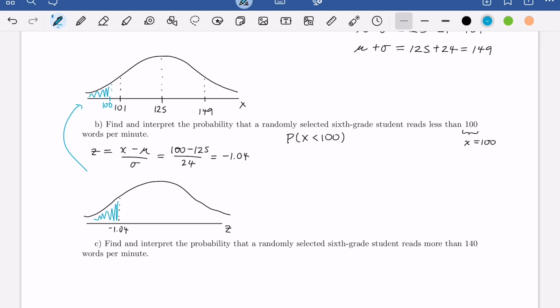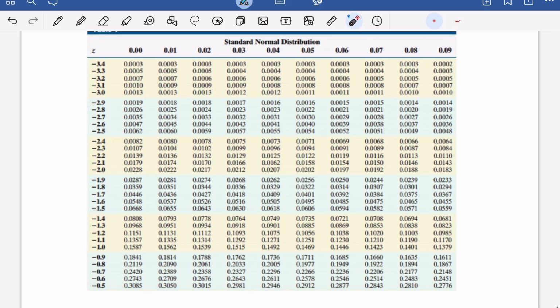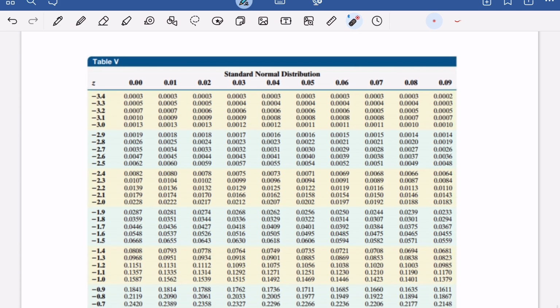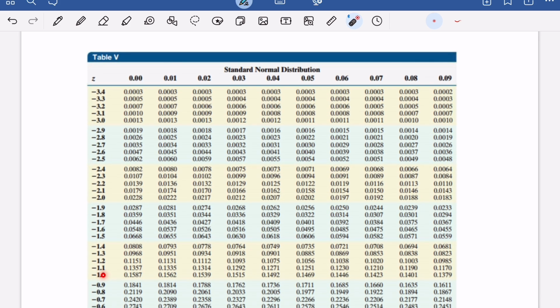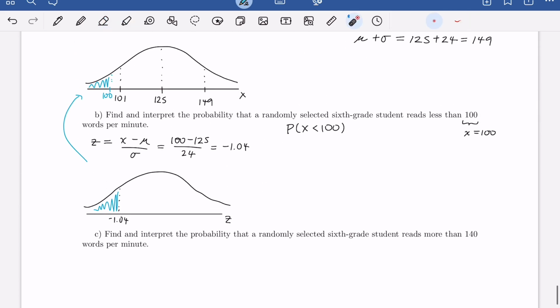In order to find everything to the left of that, we're going to look at our table that I've pasted here. Our z-score was negative 1.04, so we find negative 1.0 in our column here and look for 0.04. This is going to give us 0.1492. So that is the area under the curve to the left of 100 in this case. So that is all of this and this here.